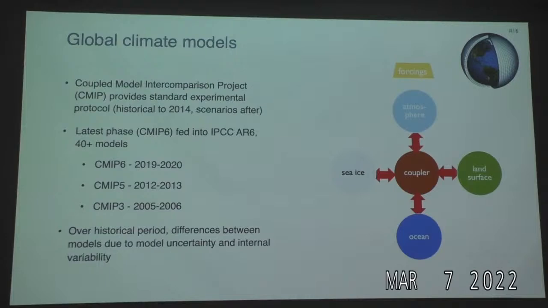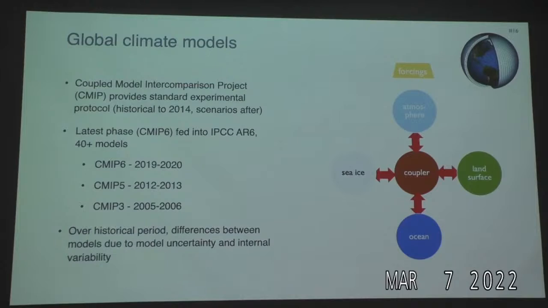And I'm going to talk a little bit about results from the CMIP project, the Coupled Model Intercomparison Project, which provides a standard experimental protocol to be able to compare these different models, where they use the same forcings for the different models, historical forcings to 2014, and then following different scenario pathways after that.